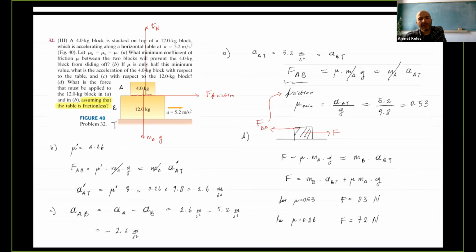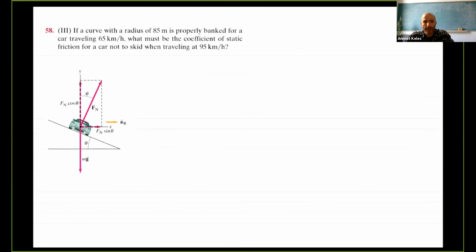Good. Any questions? Any concerns? I think we have time for one more question, maybe. So if a curve with a radius of 85 meters is properly banked for a car traveling at 65 kilometers per hour, what must be the coefficient of static friction for a car not to skid when traveling at 95 kilometers per hour?